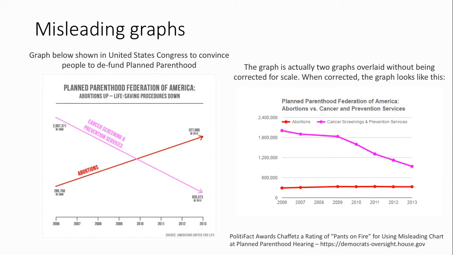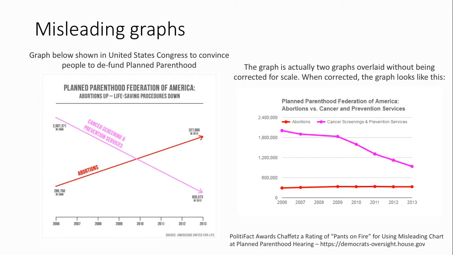Here's another one that she talks about in that YouTube video I mentioned. The graph below was shown by a United States congressman to convince people to defund Planned Parenthood. If you look at the figure on the left, the y-axis would have been the number of people, and the x-axis would have been the years, so it's over time. It looks like over time abortions went way up whilst cancer screening went way down.